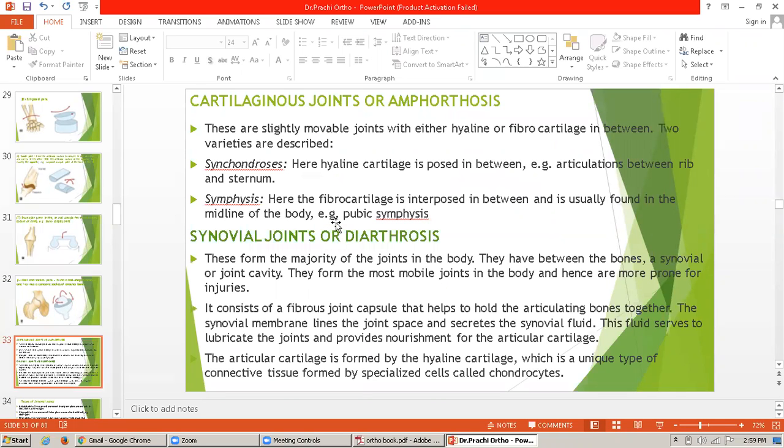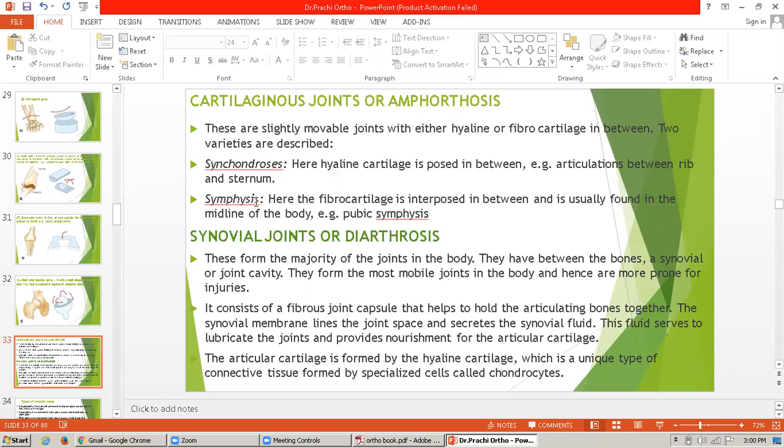Then cartilaginous joints, or amphiarthrosis. These are slightly movable joints with either hyaline cartilage or fibrocartilage in between. Two varieties are described. The first is synchondrosis, in which hyaline cartilage is placed in between, for example the articulation between the rib and the sternum. The rib and sternum join with each other with hyaline cartilage, that is synchondrosis.